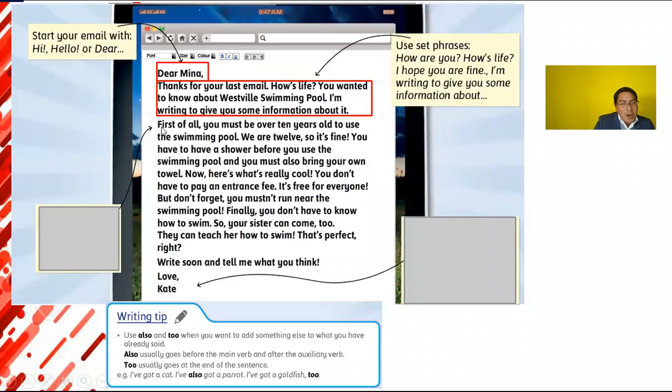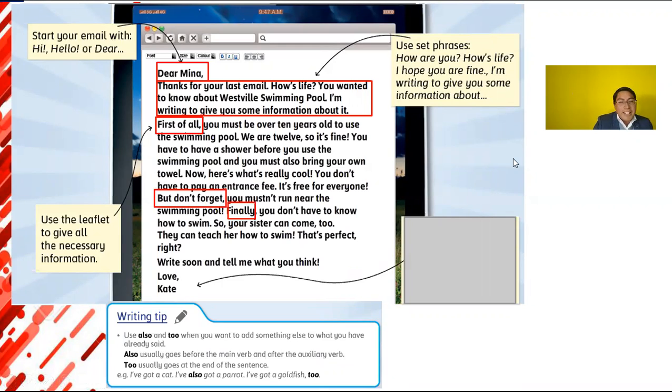Then we continue with a paragraph where we are going to talk about the rules. Where we are going to say the rules the other person needs to know to visit the place. And we start with a connector. We can use some connectors like, first of all. You mention all the rules, all your rules. You can use expressions like, don't forget. Finally.